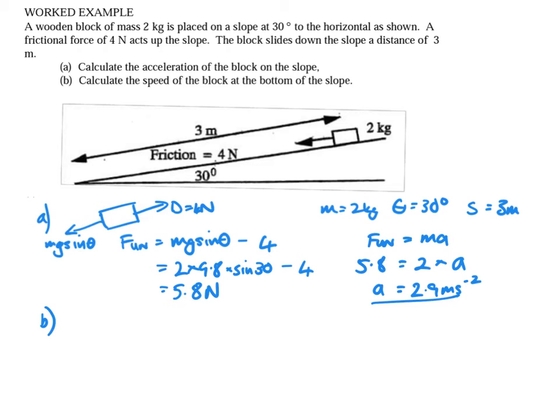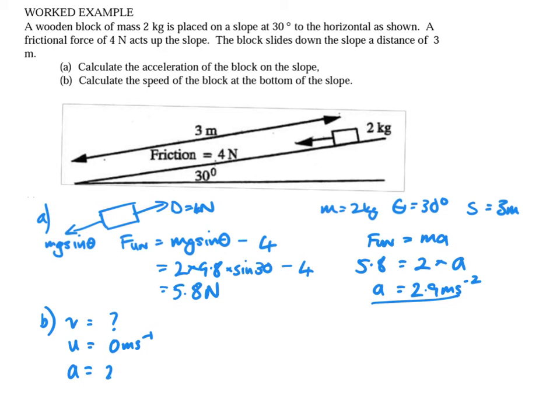And then for part B, calculate the speed of the block at the bottom of the slope. So we're being asked a final speed. A wee bit of revision here. We're told that the wooden block was placed on a slope. So kind of implication behind that is that u was 0. It wasn't thrown or anything like that.